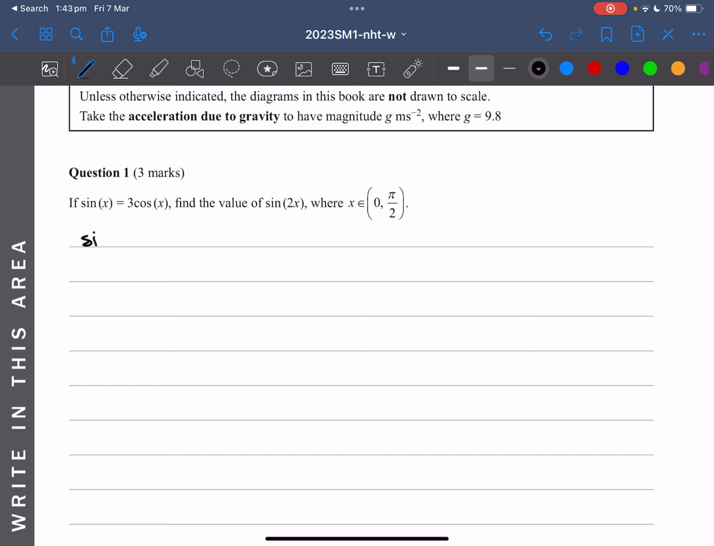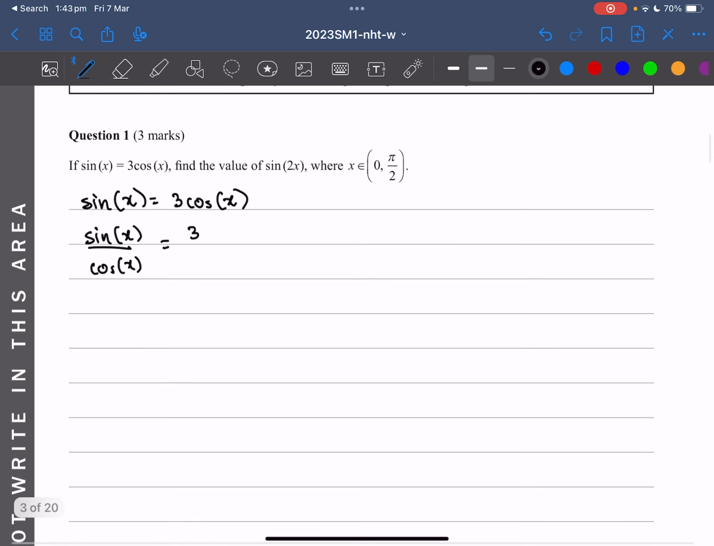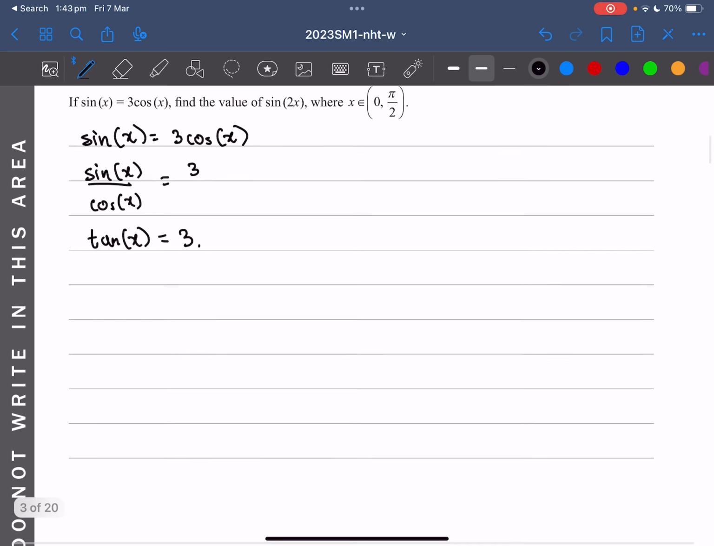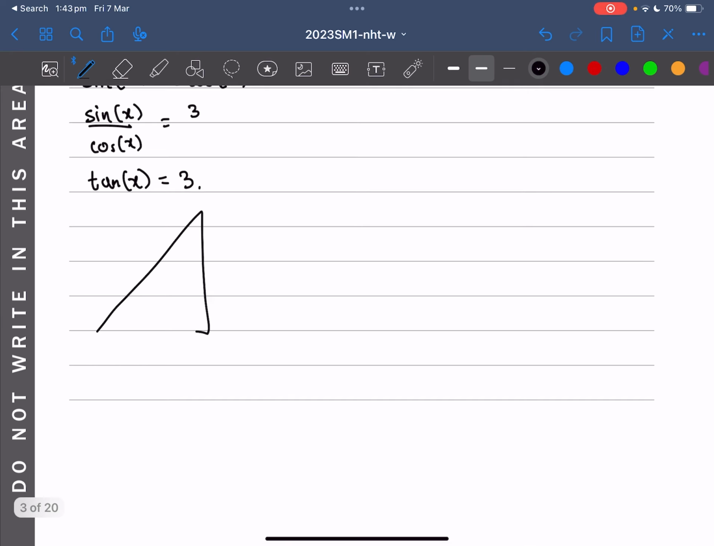So sine of x equals 3 cosine of x. And we do know that sine on cosine of x equals 3. So this will ultimately become tangent of x, right? So tangent of x equals 3. All right, let's make a triangle out of this information. If this is our x, then this will be 3 and this will be 1.